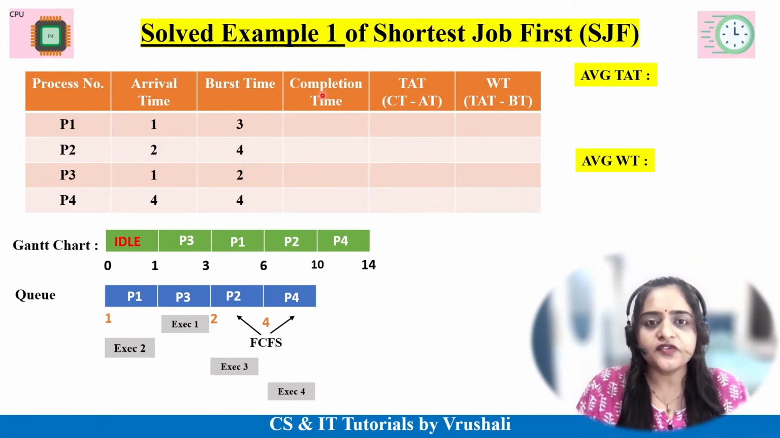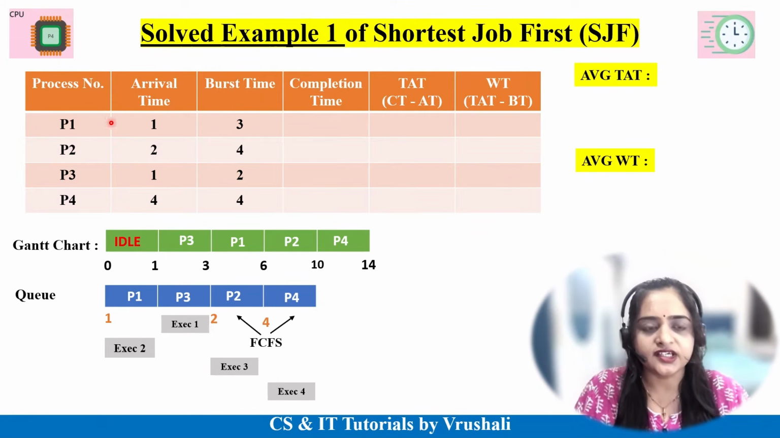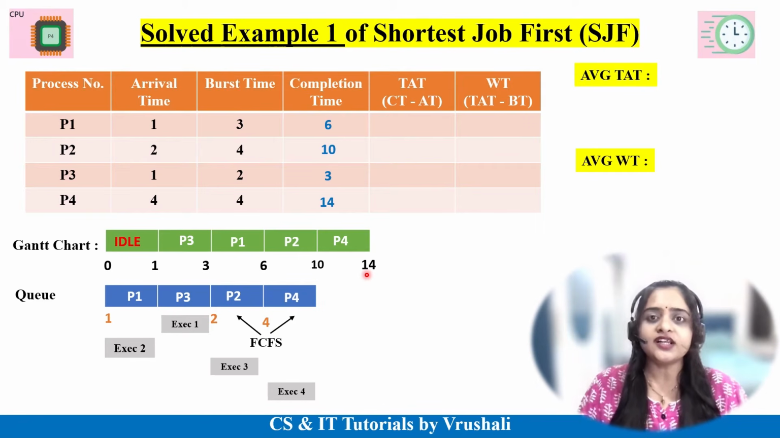See, the first one is completion time. Check. P1 completion time is 6 here. Clear? This is the arrival time and this is the completion time. P2 completion time is 10. Next, P3 completion time is 3 and P4 completion time is 14. So the total completion time of execution of all these processes is 14.